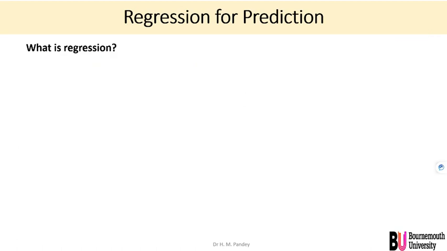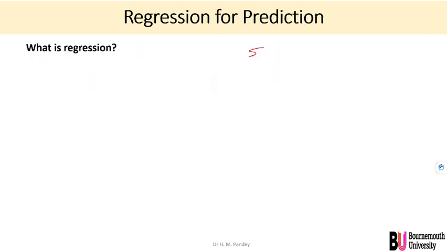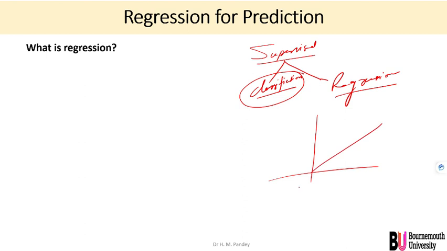So as far as supervised learning techniques are concerned, there are two most popular techniques that come under supervised learning. The first one is classification, which we just discussed, and the second technique is called regression. We already discussed what classification is, which you have just seen.